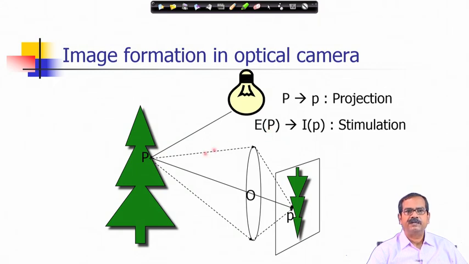So, the amount of energy which is reflected from this point should be received here and that is sensed. So, the interpretation of this image is that it gives a brightness distribution in this two-dimensional plane, where each point is proportional to the amount of energy reflected from its corresponding scene point.